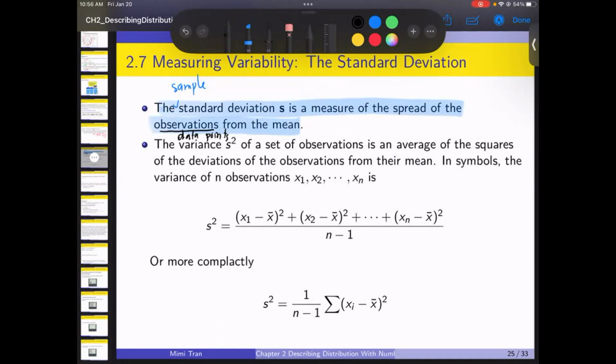If you have a population or sample where the values of each of the data points are kind of close to each other, then your standard deviation is smaller compared to a population or sample that has a lot of variation in each data point.